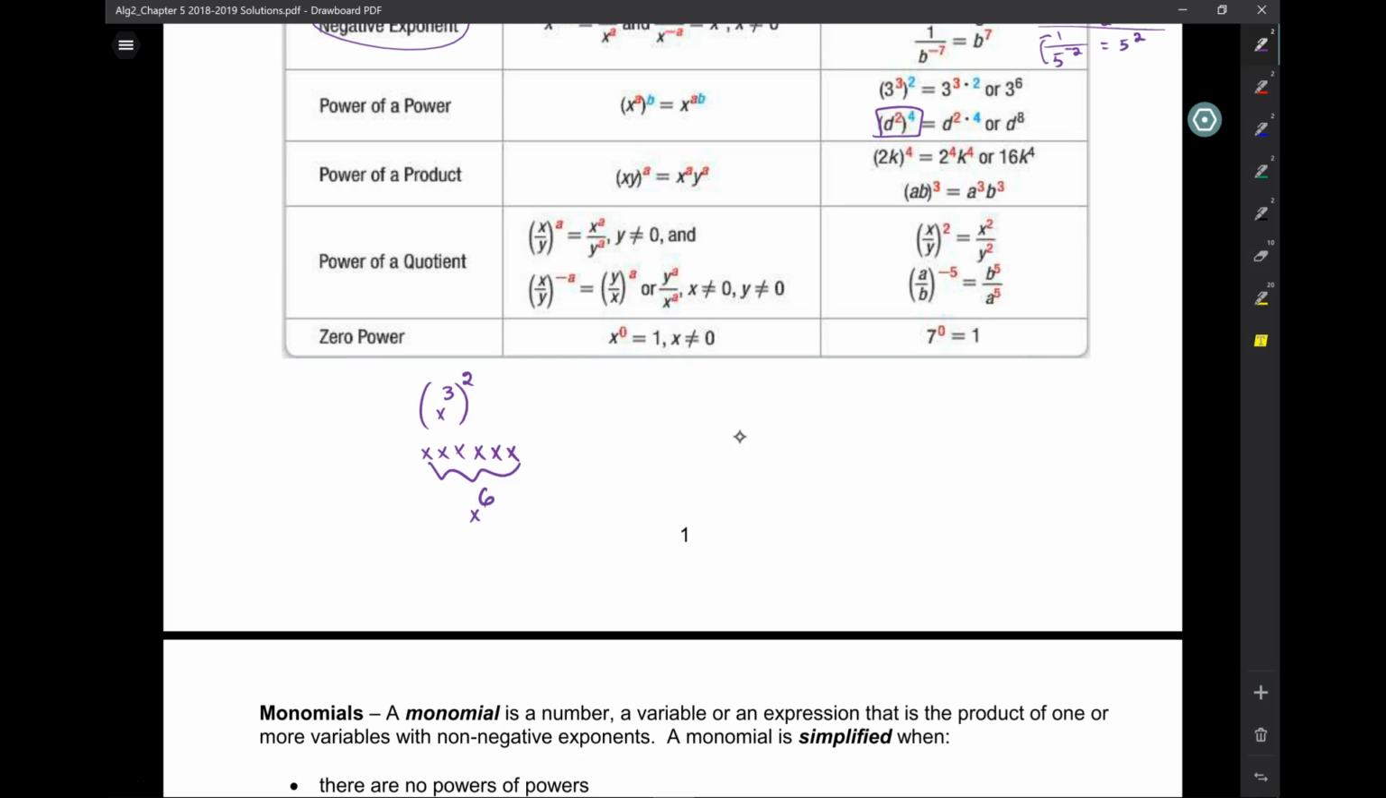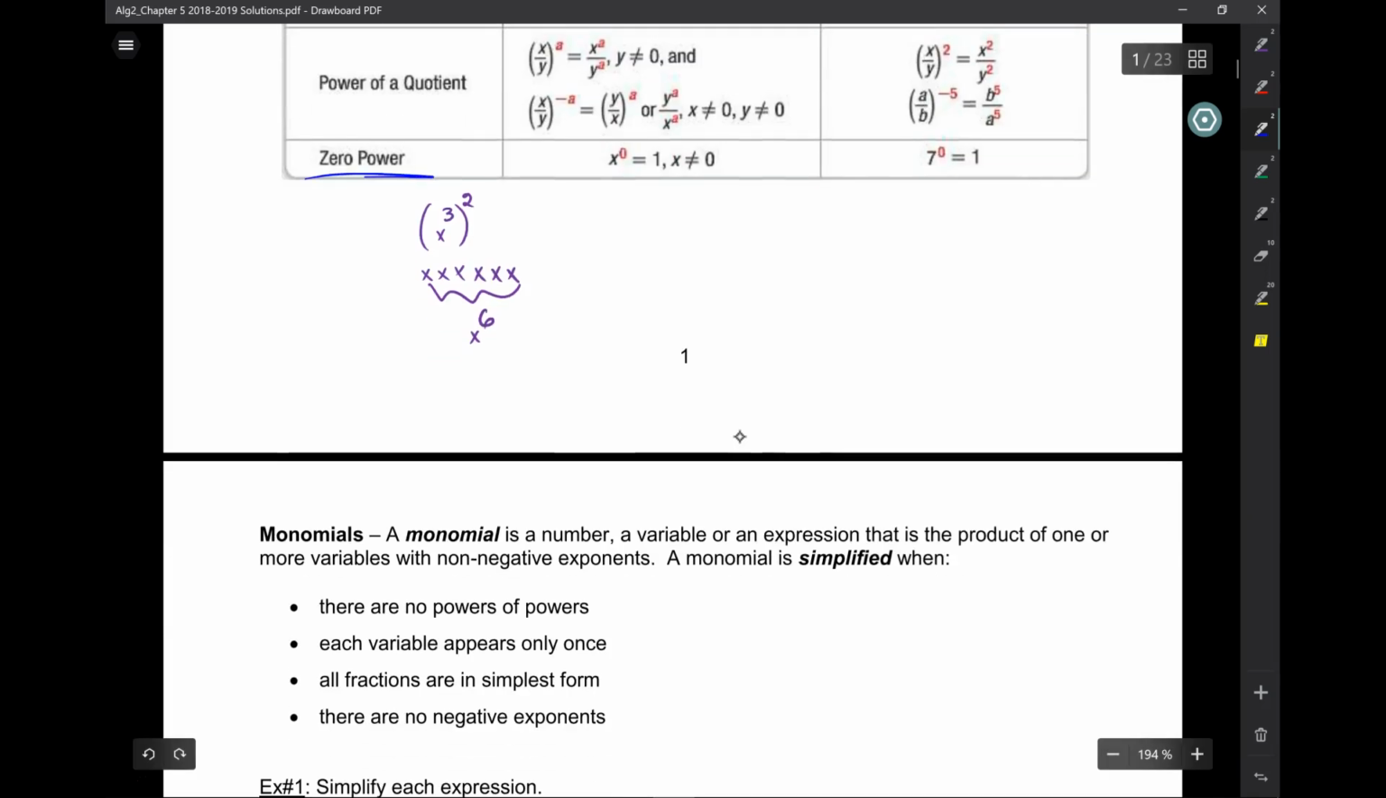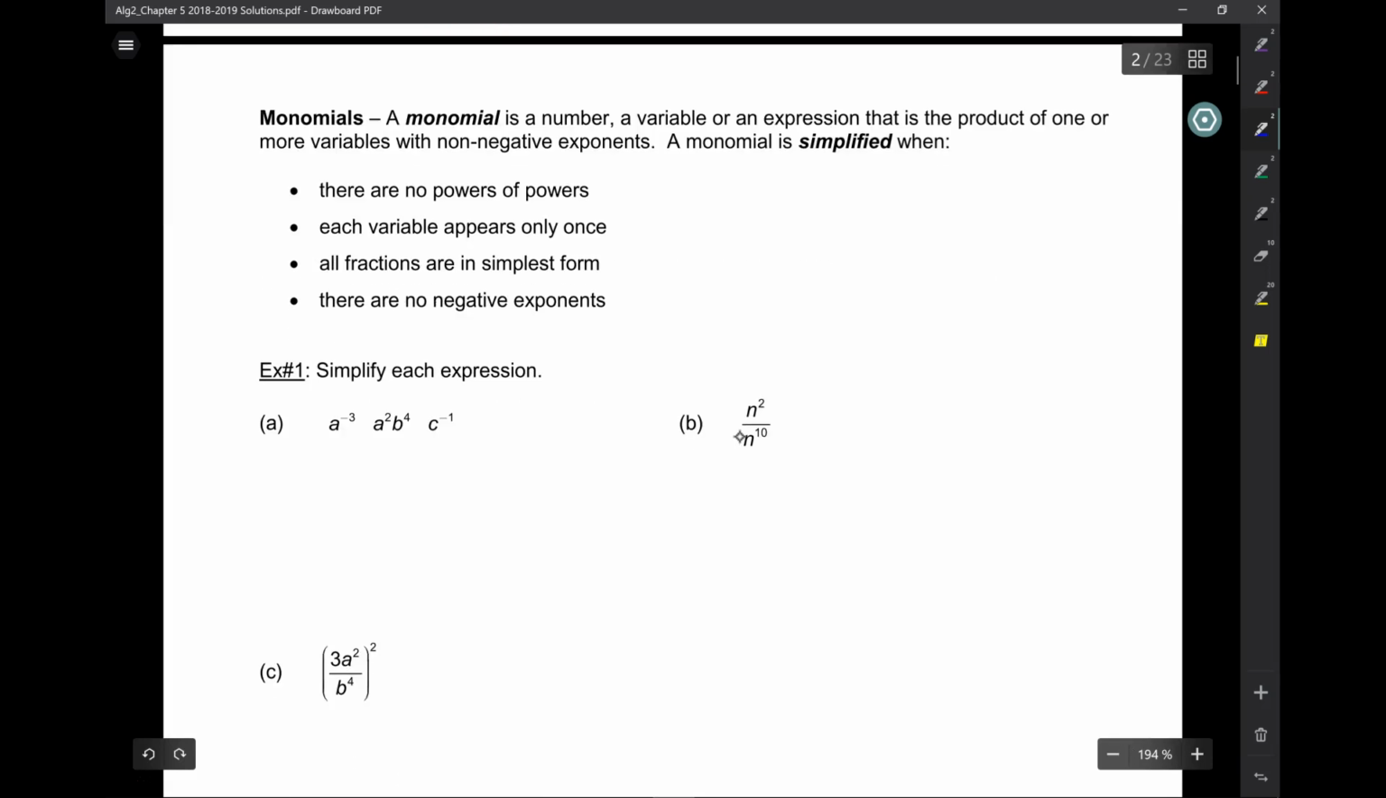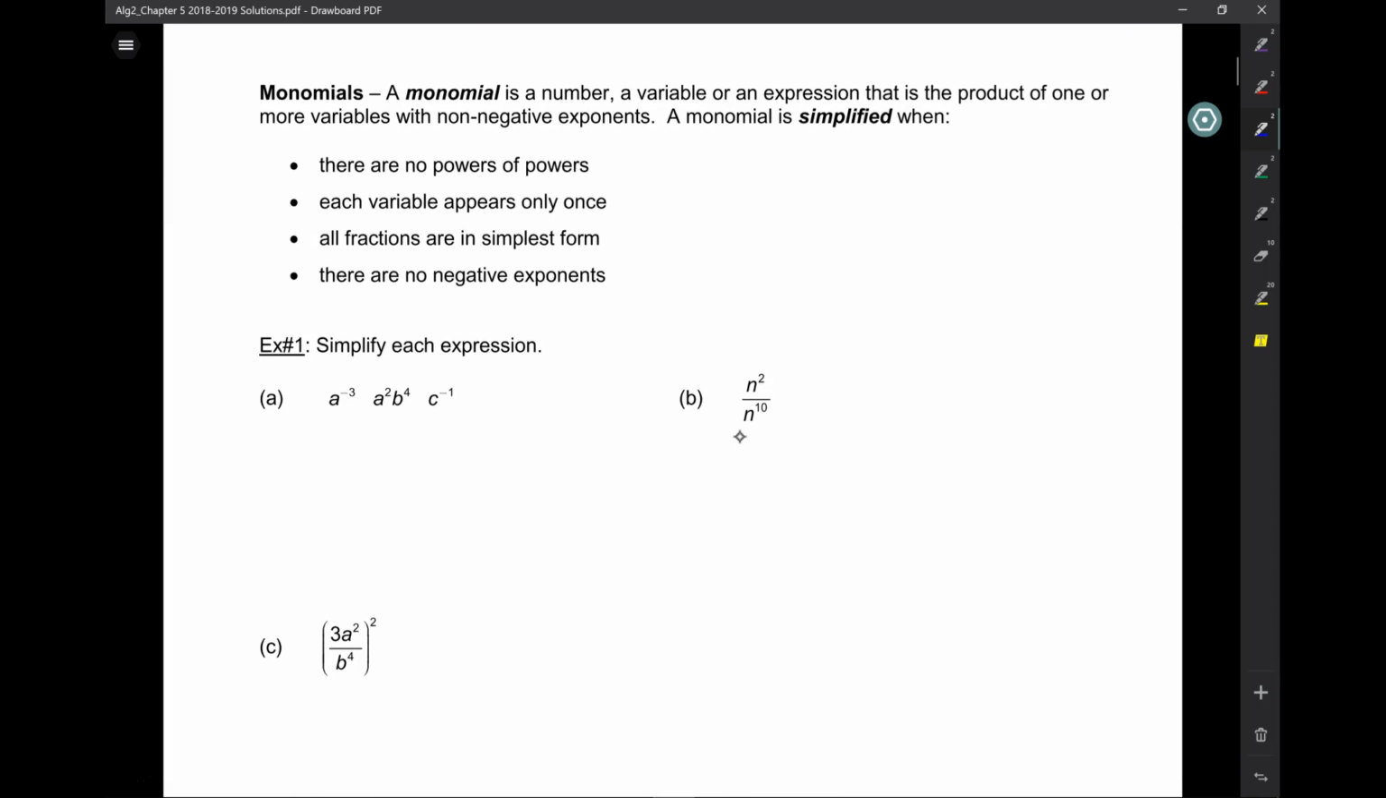Power of a product. So if you have x times y in parentheses to the power of an exponent, that exponent belongs to everybody in here. Okay? Same with the quotient. Okay, and what's anything to the power of 0? 1.